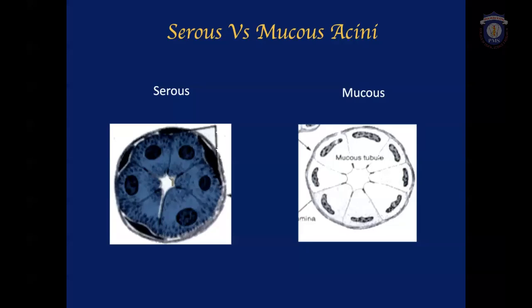Now, what are these lumens? They are the central small empty areas into which the secretions are pushed. These lumens continue as the ductal system of the salivary glands. The lumen continues and forms the intercalated duct, then the striated duct, and then the excretory duct, through which the secretions coming from the serous or the mucous cells are pushed out into the oral cavity.